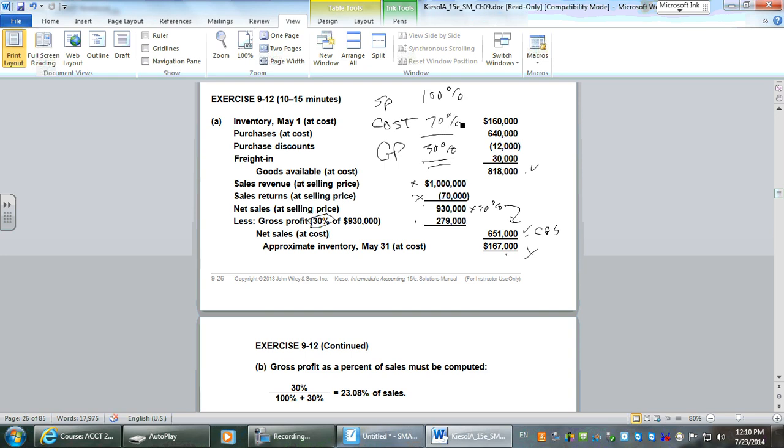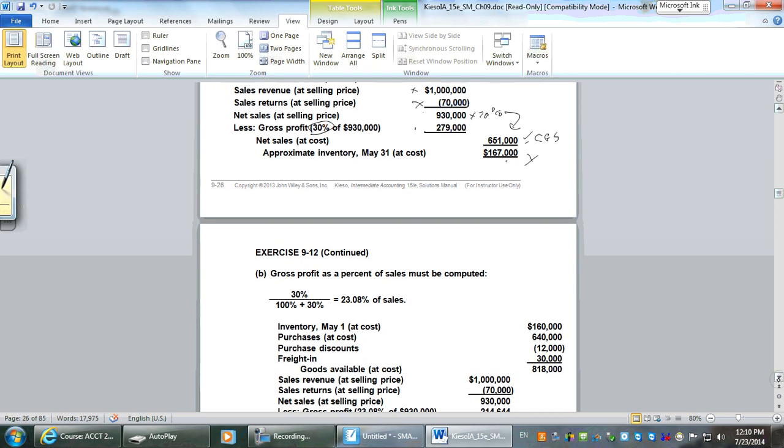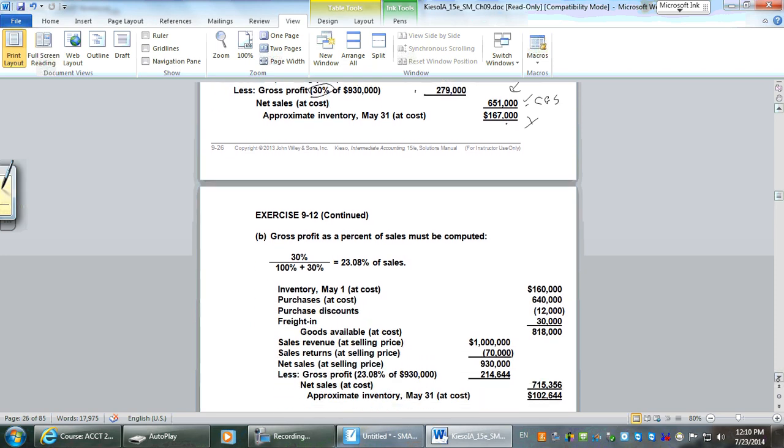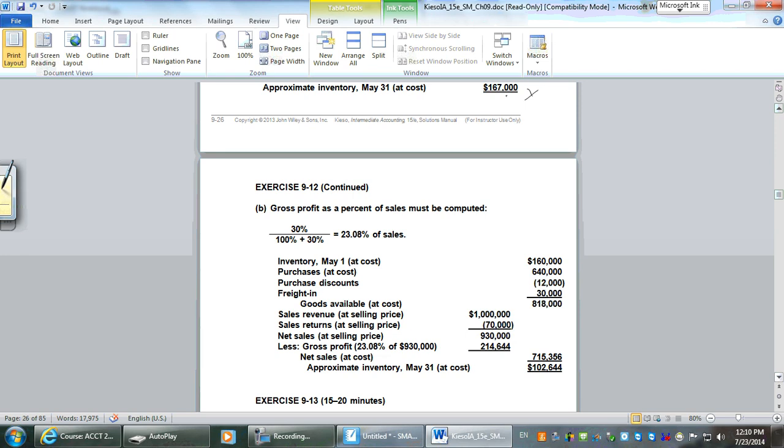What about, though, if they tell you, that's in part B here, right? On 912. Compute the estimated inventory May 31st, assuming the gross profit is 30% of cost. Now what I got is my sales price, my cost, my gross profit. This is 30%. Well, what's this one? That's the 30%. Okay, this is 30%. What's this one? Yeah, that's all we're doing.